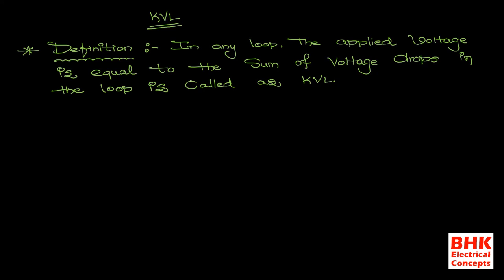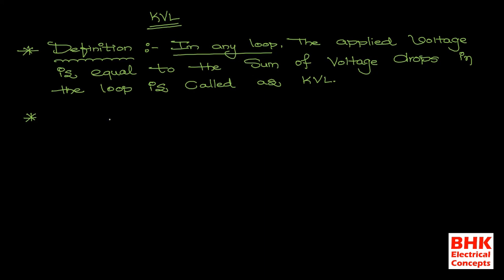Now just observe this definition. In any loop, the applied voltage is equal to the sum of voltage drops in the loop is called Kirchhoff's voltage law. Actually, we are talking about a loop. In any loop means, for example, in order to clear the definition, I am going to consider one network or one circuit, and with the help of that circuit I am going to clear the definition.